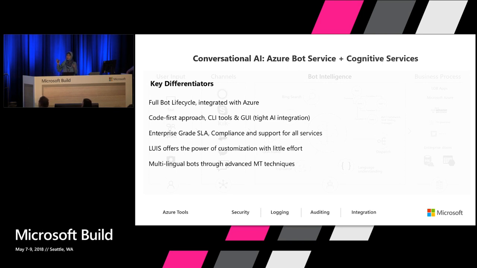And we are also announcing a bunch of capabilities around using machine translation to enable you to build your language understanding and QnA Maker models once, but your bot would be able to talk in different languages, detect the user language, and respond in that same language in multiple countries.